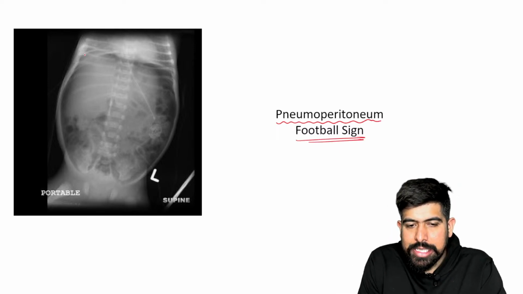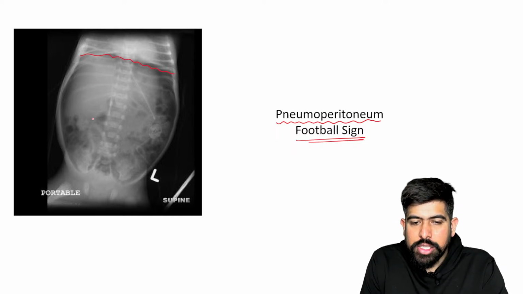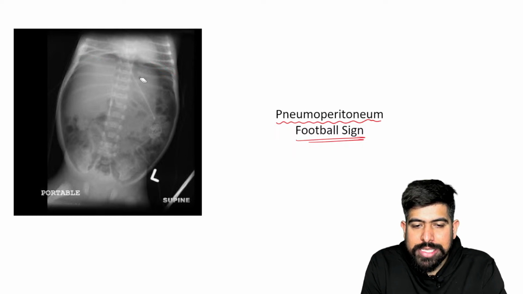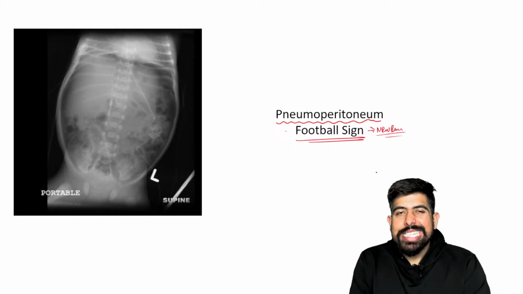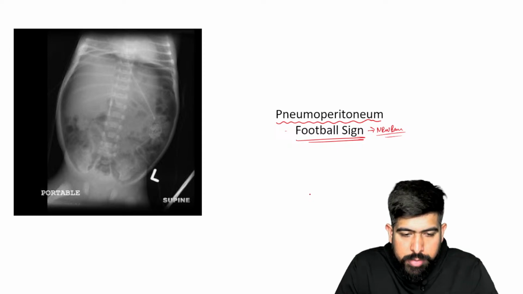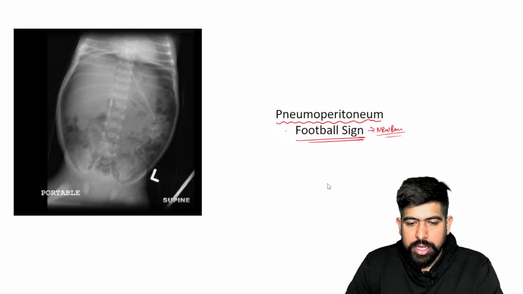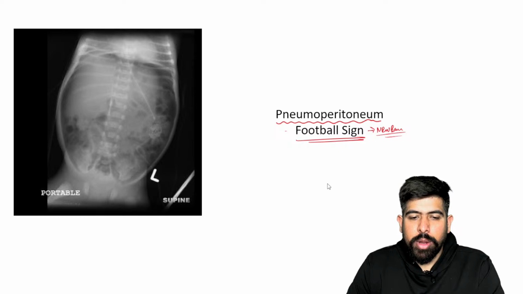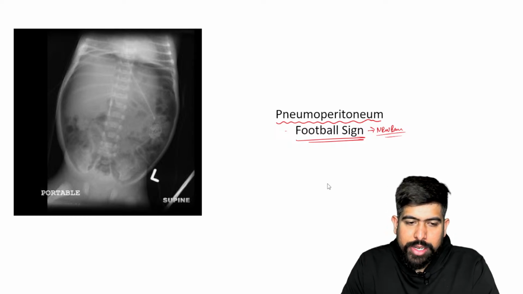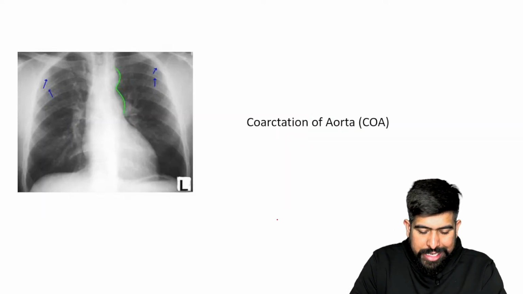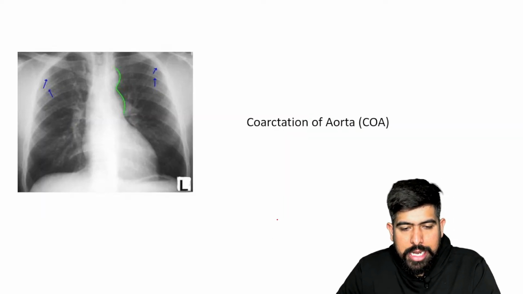So you can see this is your diaphragm, which is above it, and it is pushed above, right? So the patient is having the football sign. This is known as your football sign, and this football sign is seen in the newborn. In the newborn we are seeing the football sign in the pneumoperitoneum. Is it clear? Yes, very good.